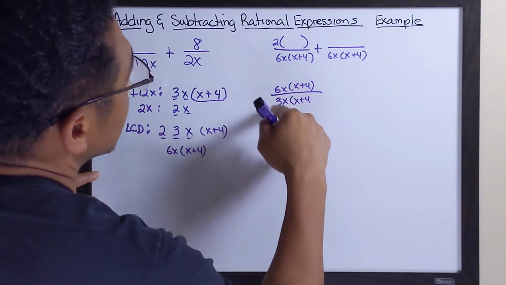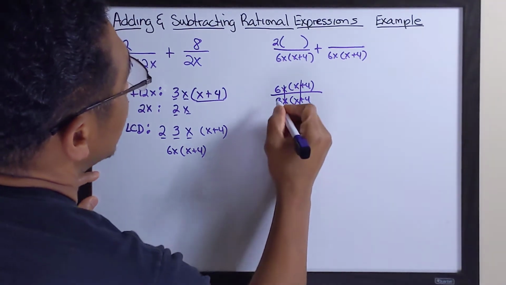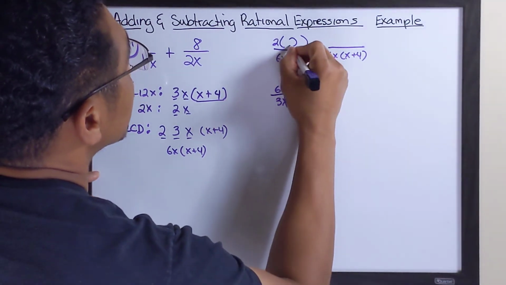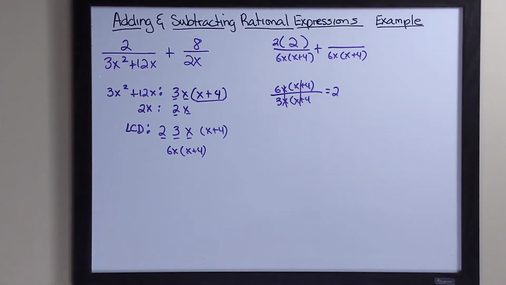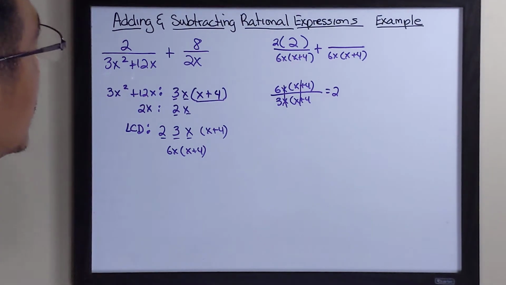So if you were to solve this, the x's cancel, the x plus 4 cancels, we got 6 divided by 3, so this is equal to 2. That's the number that goes here. Alright, so that's how we find the new numerator, at least partially anyway.